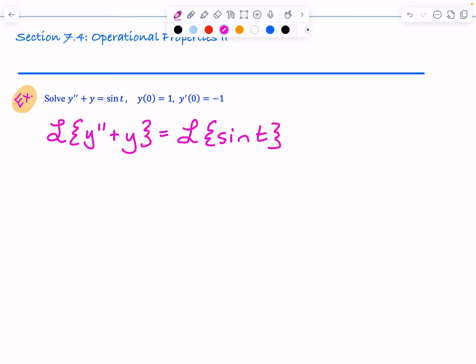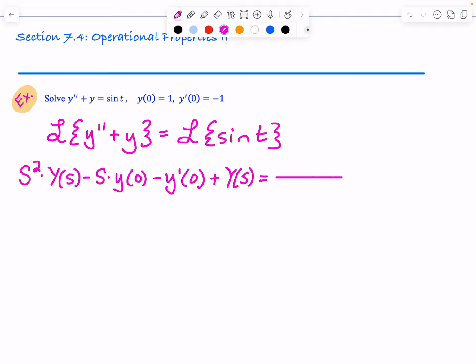Okay, so same rules that we've had. Second derivative is s squared times Y of s minus s times y of 0 minus y prime of 0. And then don't forget we have another Y of s from the y in the back. That's where I mess up, I end up forgetting that. And then on this side, I get a 1 over s squared plus 1.